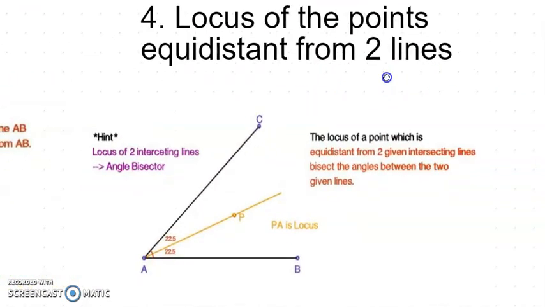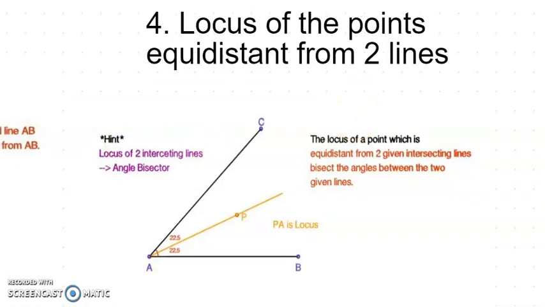Okay, so let's move on to the fourth type of loci. The fourth type is the locus of the points equidistant from 2 lines. Previously we learned about 1 line, now we learn about equidistant from 2 lines. It means that we need to construct an angle bisector. For example, you have line AB and line AC, but beware, they need to intersect here. They must be intersecting lines. The locus of a point which is equidistant from 2 given intersecting lines, line AB and line AC, bisects the angle between the 2 given lines. So line AP is the locus here.